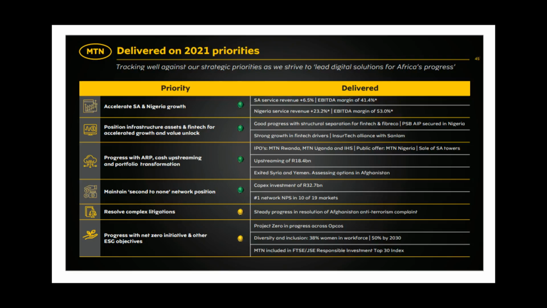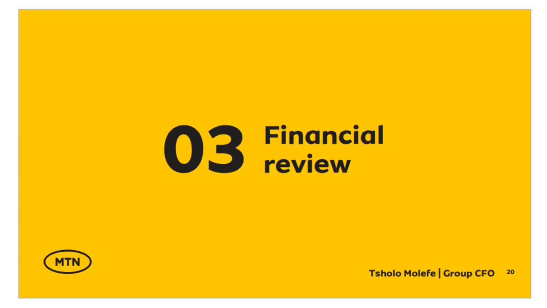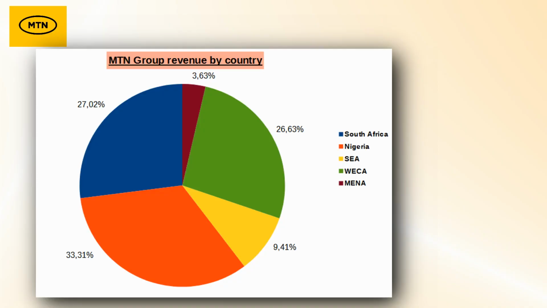MTN Group is a South African-based mobile telecommunications company. The group is the largest mobile operator in Africa, and it provides a diverse range of voice, data, digital, fintech, wholesale and enterprise services. Let's look at its revenue. This will tell us how much money the company is bringing in from the sale of its products and services. We want to see the company bringing in more money.